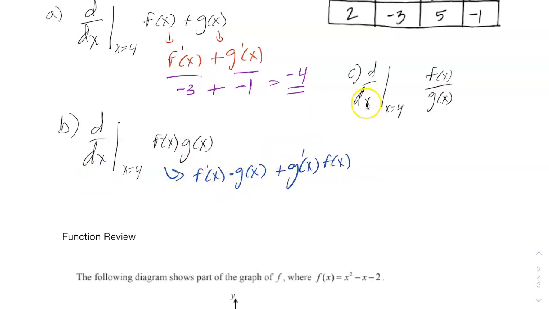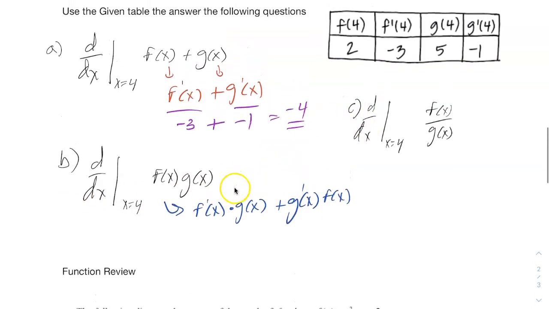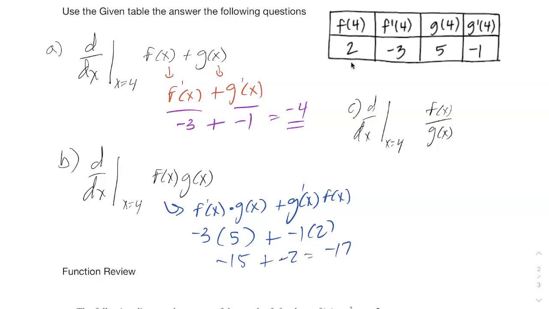So just look at the table here. So what's f prime of 4? Negative 3. g of 4 by itself would be 5. Plus g prime of 4, negative 1, and f of 4, which is 2. So negative 15 plus negative 2 equals negative 17. Like that.